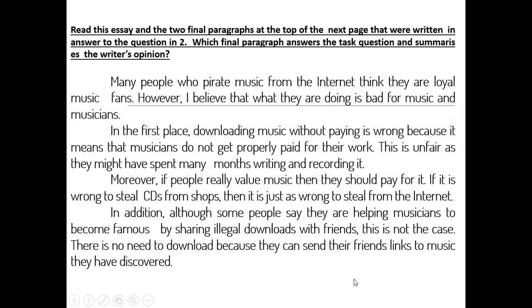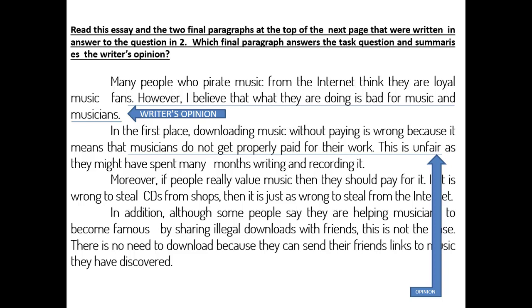Okay, the first writer's opinion from paragraph 1 is, "I believe that what they are doing is bad for music and musicians." It is clearly portrayed in the sentence by the words "I believe." What about paragraph 2 and so on? Let's check it out. From paragraph 2, the idea from the writer is that musicians do not get properly paid for their work, so this is unfair. That is the second opinion from the writer.